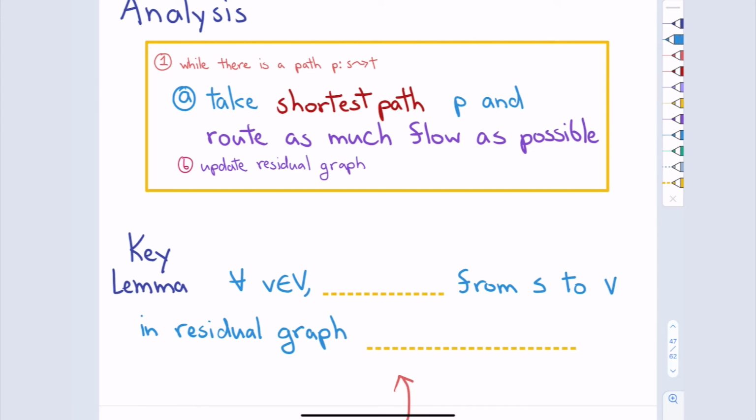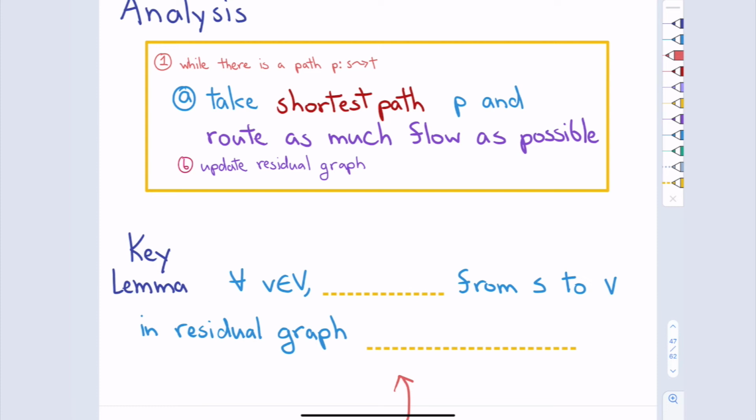So it turns out that the key idea is to focus in on the distances in the residual graph. Okay? So I should have maybe made this more specific. When I say shortest path, I'm just going to count the number of edges. I'm just going to do BFS.